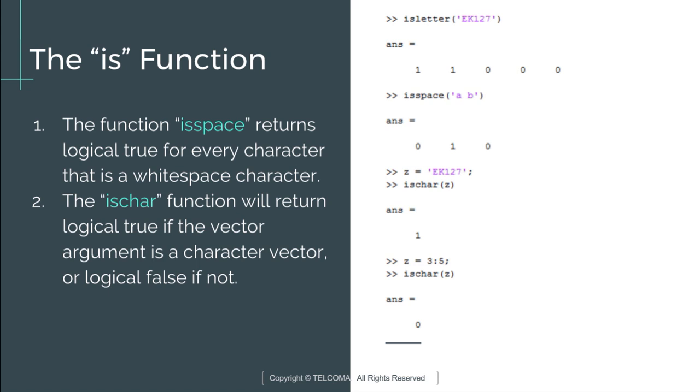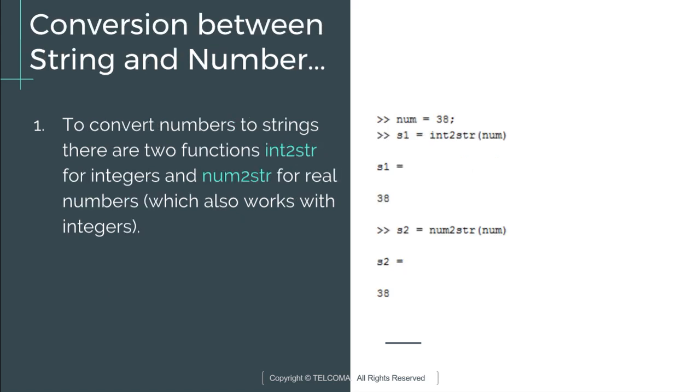Next is the is function. The function isspace returns logical true for every character that is a white space character. And the function ischar will return logical true if the vector argument is a character vector or logical false if not. Next is conversion between string and number.